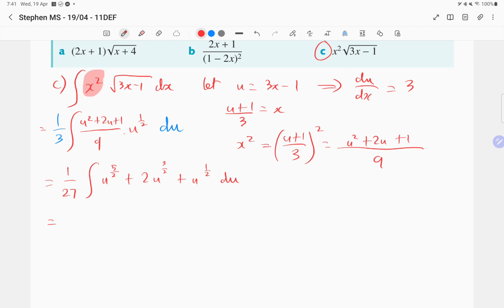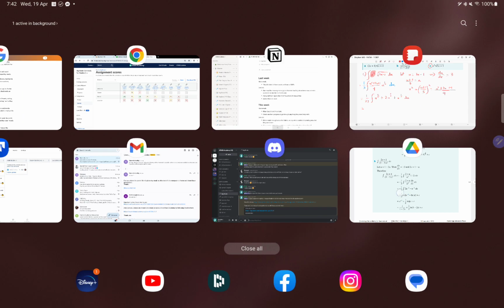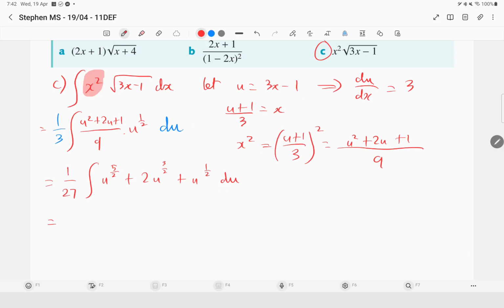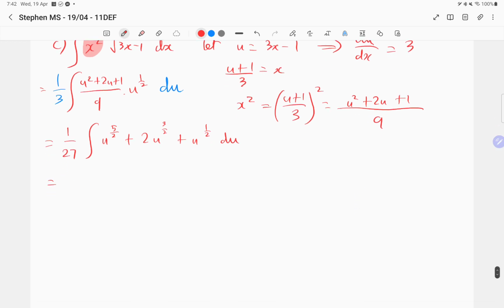Okay, get ready for some crazy algebra. This is the last example of 11D, I'm pretty sure, but this is the most algebraically sweaty one.